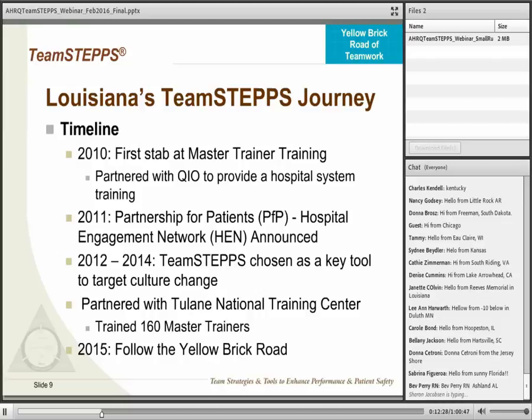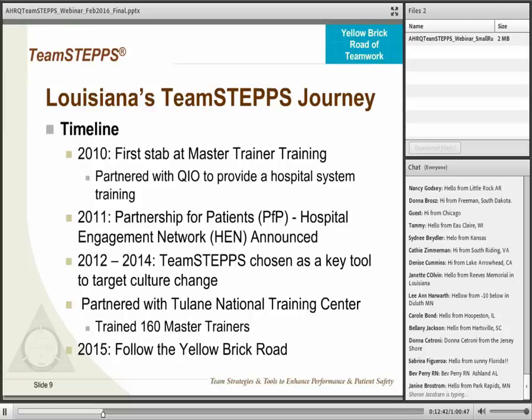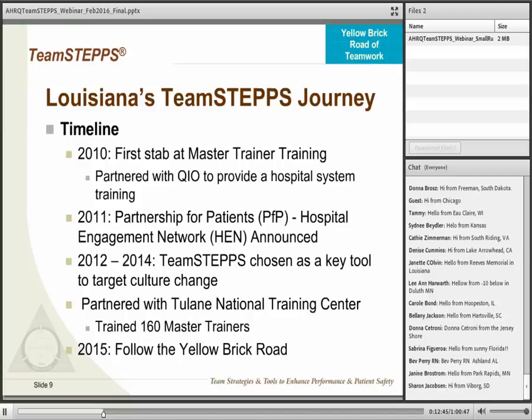And I had never been introduced to TeamSTEPPS prior to that time, so I tagged along and actually became a master trainer. Then I didn't really do anything with it; I got some valuable skills and tools, but didn't carry that forward into any formal instruction of TeamSTEPPS. Then in 2011, as I've referenced, Partnership for Patients began, the hospital engagement networks. We worked with AHA and AHRQ, along with 30 plus other states. In the first round, we worked with just under 100 hospitals total, 70-some odd of those were acutes. And so we chose TeamSTEPPS as one of the key tools to target culture change.